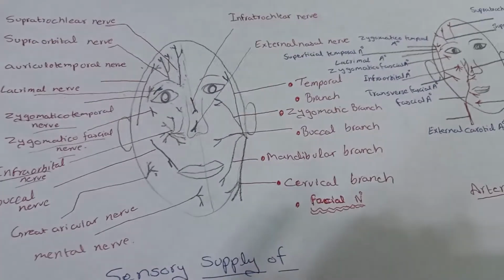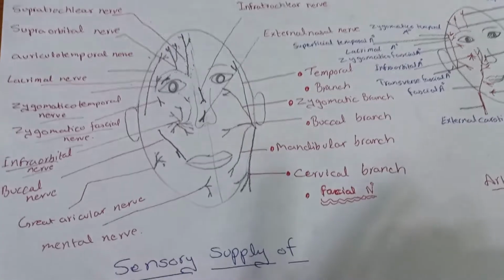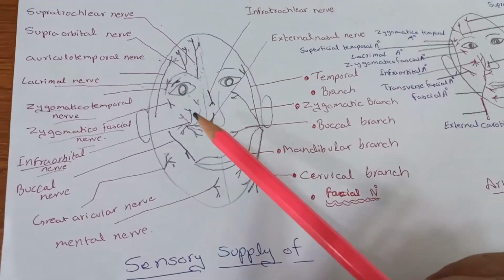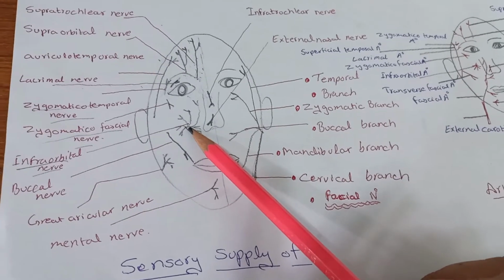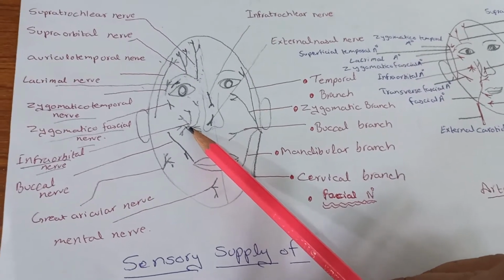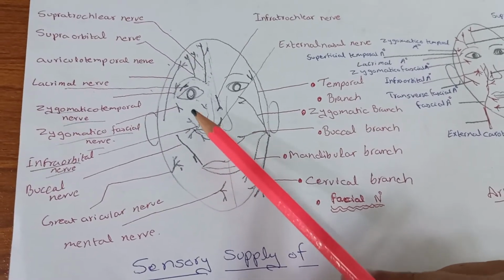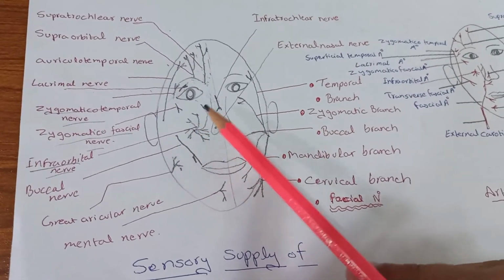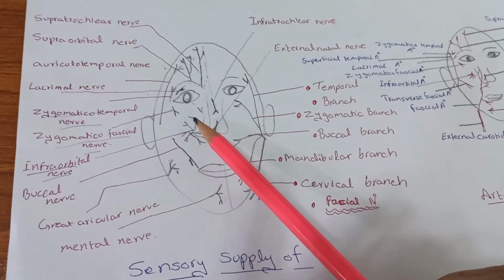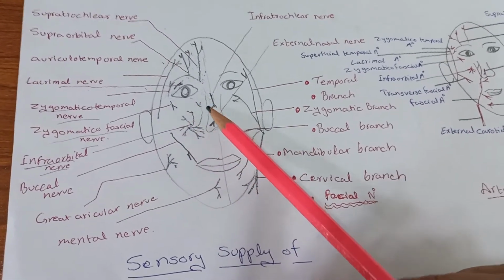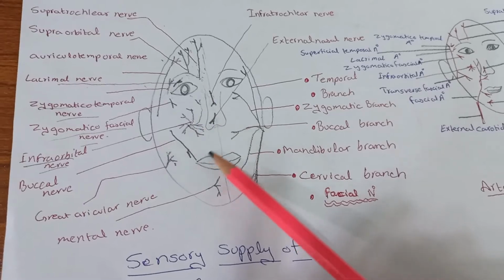First of all, the infraorbital nerve, which is a branch of the maxillary nerve. As you can see in this diagram, this is the infraorbital nerve. It enters the orbit, passes through the infraorbital foramen, and after passing through the infraorbital foramen, it enters the face, and it innervates the skin of the lower eyelid, side of the nose, cheek, and the upper lip.